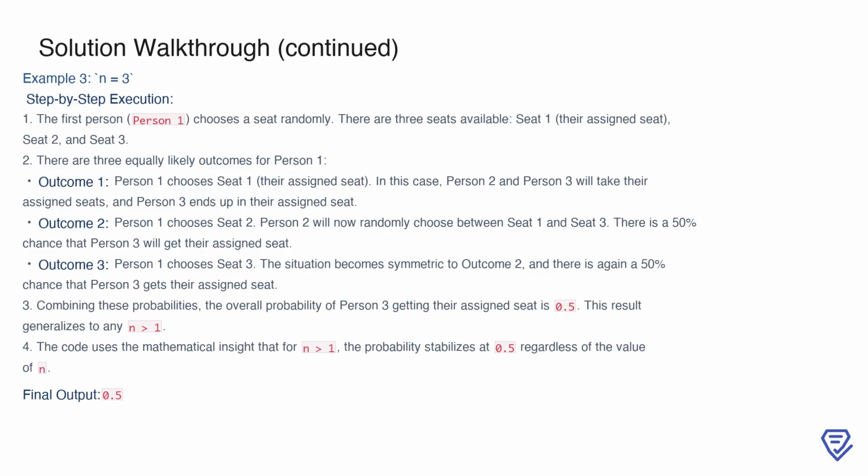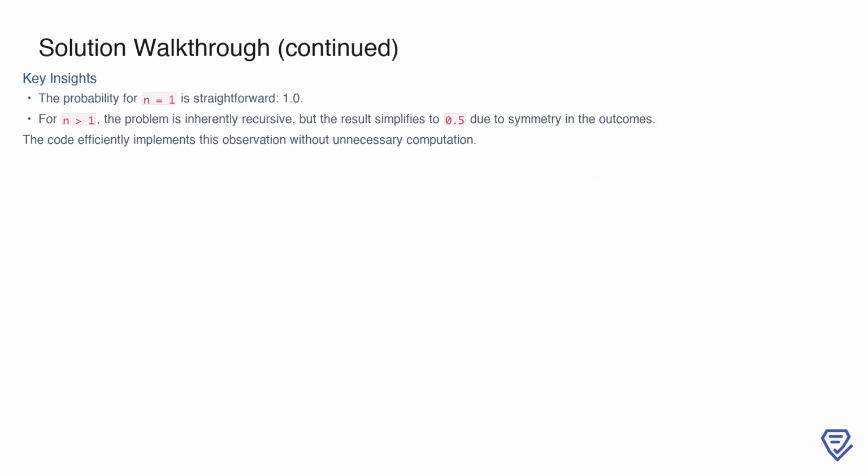Similarly, if person 1 chooses seat 3, the situation becomes symmetric to the previous case, and again there's a 50% chance that person 3 gets their assigned seat. Combining these outcomes, the overall probability for n equals 3 is 0.5. This result illustrates a key property: for any n greater than 1, the probability stabilizes at 0.5 due to the symmetry in the problem. The key insights from this problem are as follows.